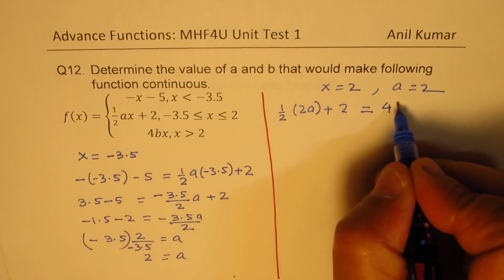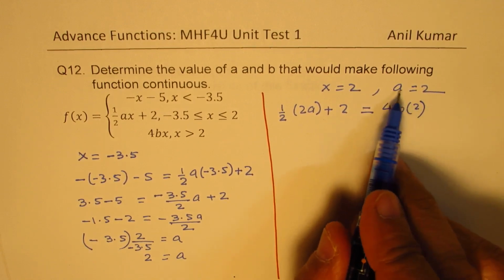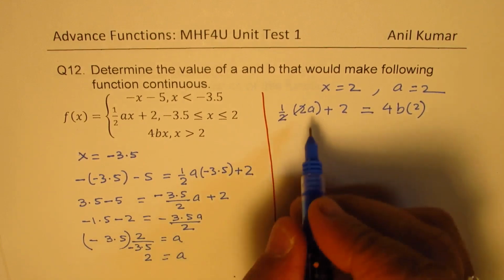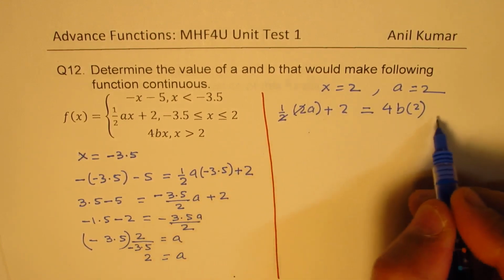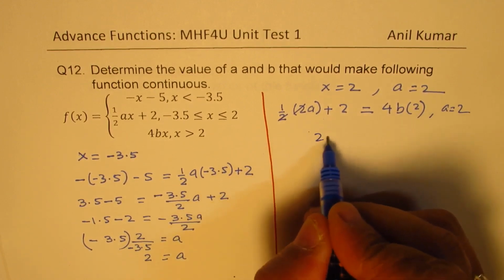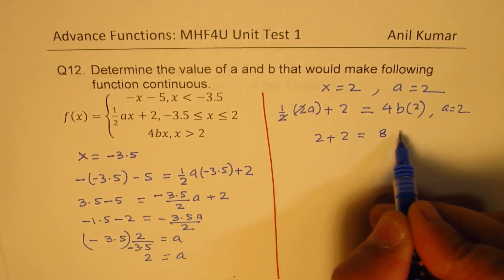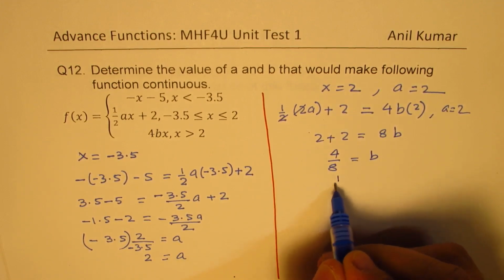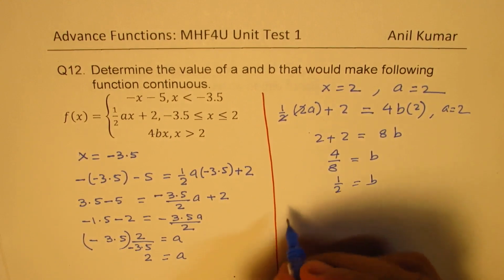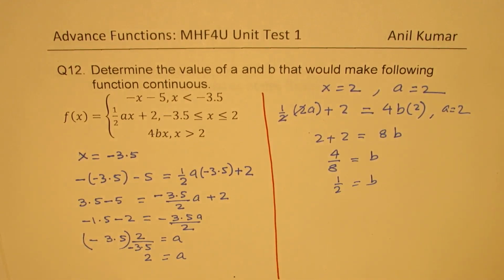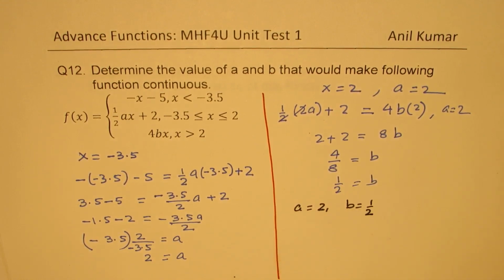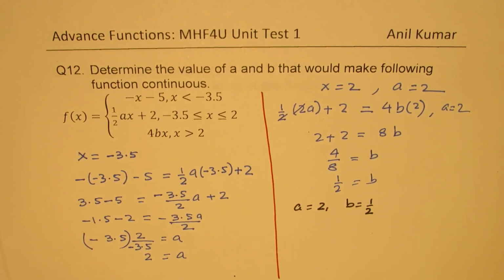4b times 2, right? Now we know a is 2 since we just calculated. So we'll substitute this value 2 here anyway. We can cancel this 2 first. So a plus 2, or we can write, since a equals 2, we can write this as 2 plus 2 equals 8b, right? So which is 4 divided by 8 is equal to b, or the value of b is half. So for the function to be continuous, a should be equal to 2 and b should be equal to half. Is that clear to you? Correct? So now let's continue and take the other questions of this list.